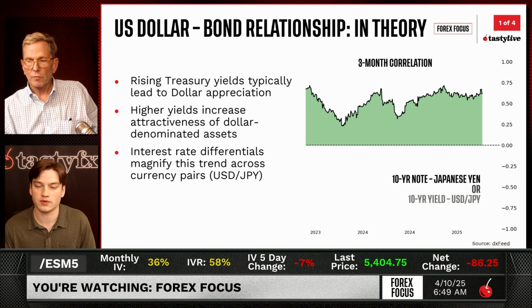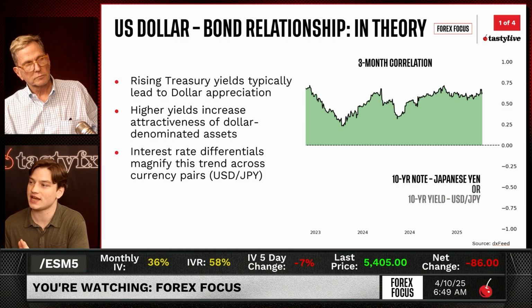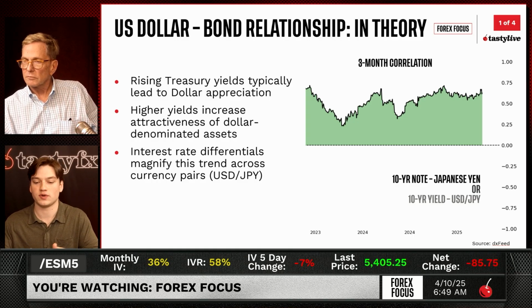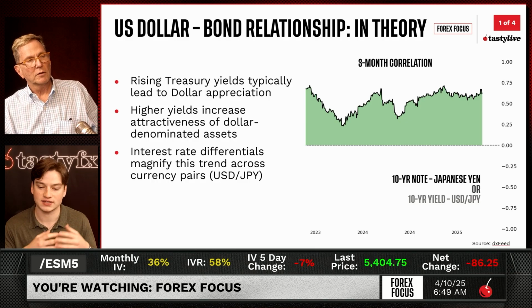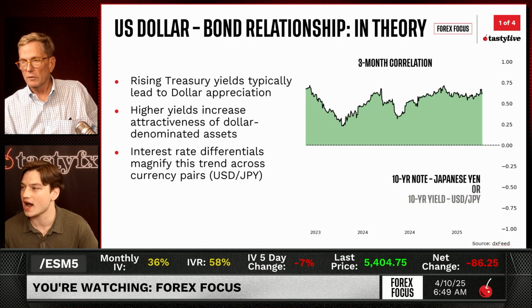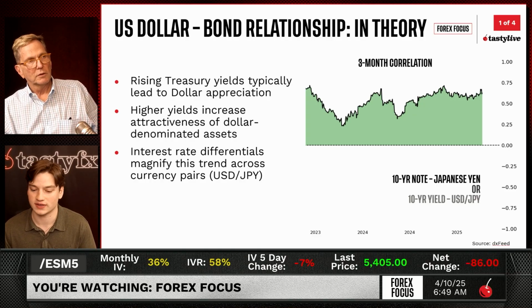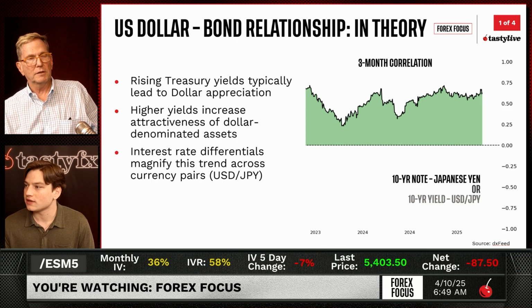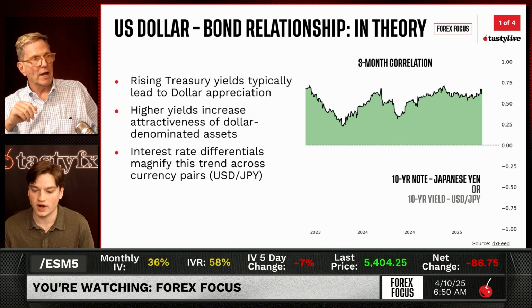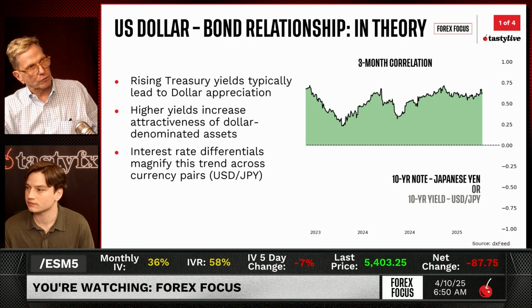Right. So here on the right, we've got the 3-month correlation between the 10-year note futures and the Japanese yen futures, which you can also in turn interpret as the yield on the 10-year and the dollar yen. Okay. So as the 10-year yield goes up, you're seeing a pretty high correlation to strength in dollar yen. Very interesting. So this is the base case, right? It's the confirmation of the logic behind the correlation, that yields play a role in determining currency pair directions.